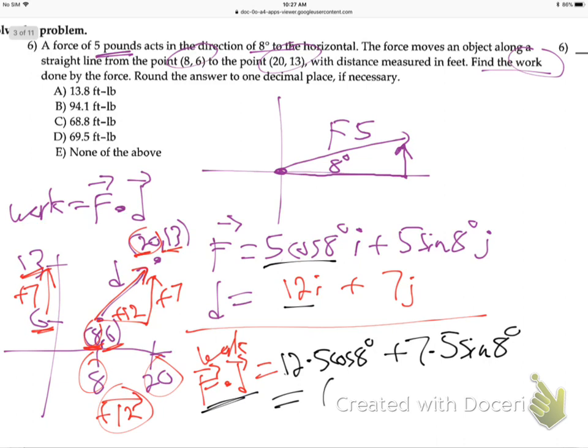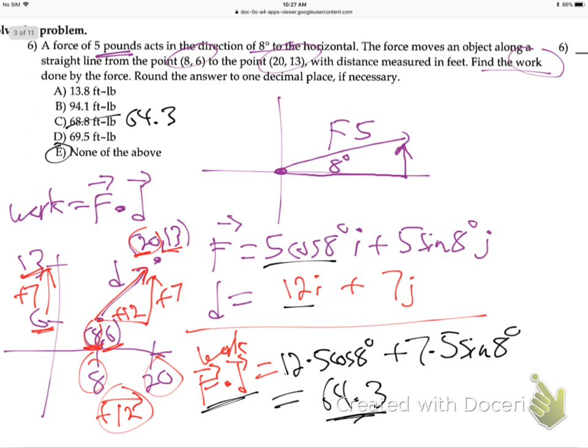I'm getting 64.3, or is it none of the above? Let's see. Yeah, that's what I got. I hit none of the above, so it was wrong on the scan. Are you guys getting this answer too? Did you get 64.3 like I did? Yeah. Ah, wrong answer on this thing. Boy, it's the second wrong answer. 64.3. We good to there?